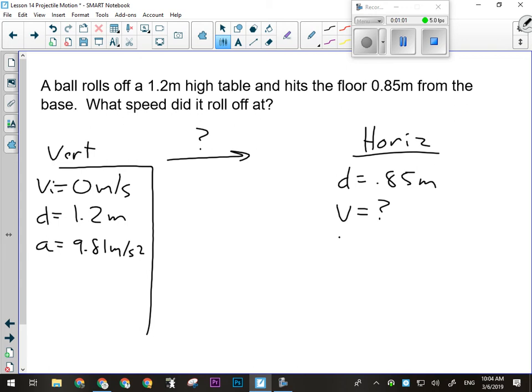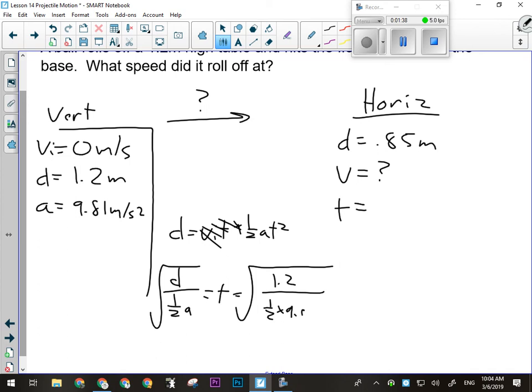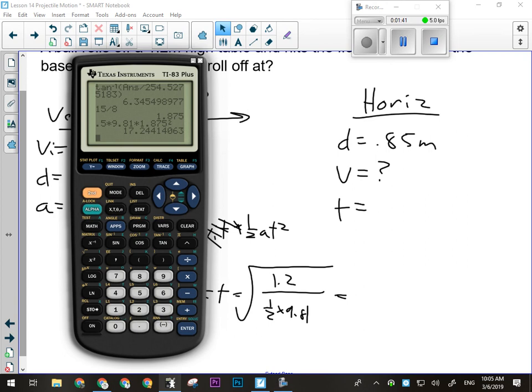That means I need time. I'm obviously not getting it from my horizontal information, so I've got to look to my vertical information to get it. I have VI, I have D, and I have A, which means, again, it's back to this formula. We've used it every single time we've had a question like this. That has been the go-to formula for this. VI is 0, so that's gone. We're solving for T, so I'm going to divide both sides by half of A and then square root. So that's going to be 1.2 divided by 1/2 times 9.81, all square rooted to get me the time.